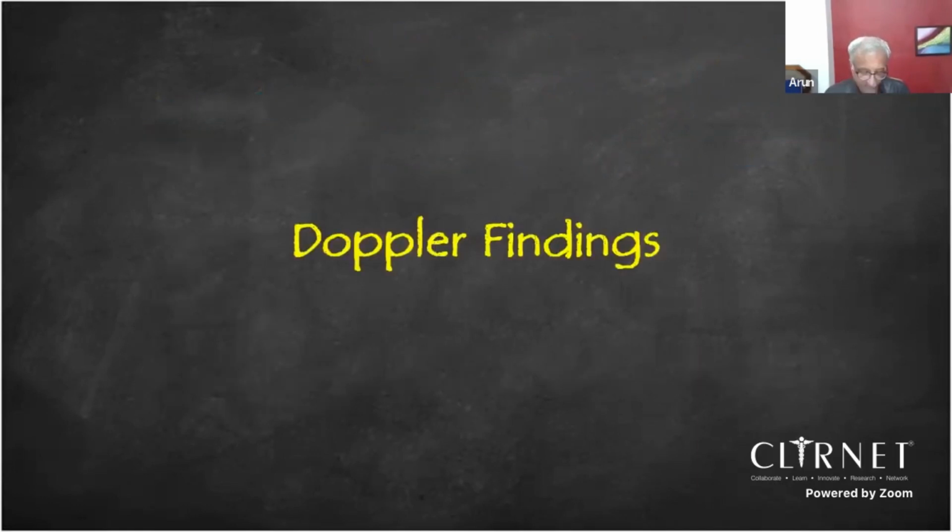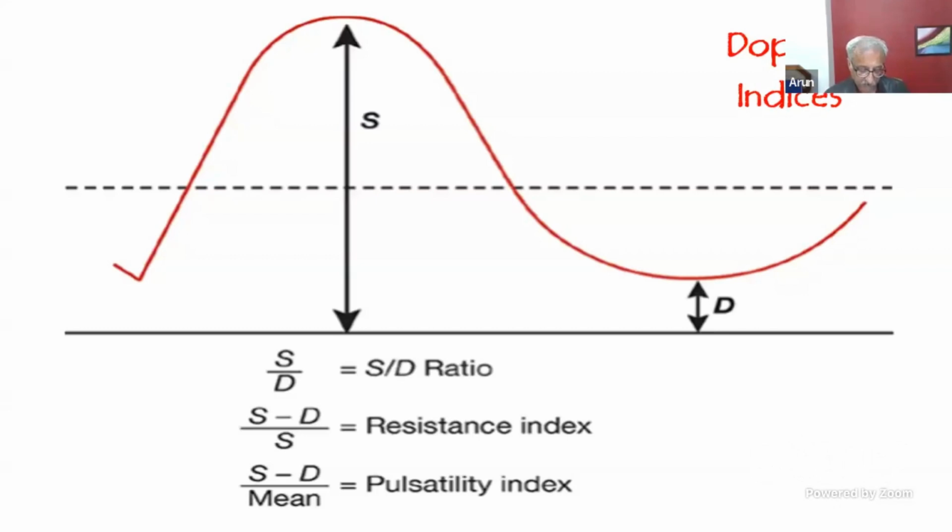Now, what are the Doppler findings? Doppler is, we know that this is S and D, means this is a systolic, this is diastolic wave. S by D is SD ratio. S minus D divided by S gives us resistance index. S minus D divided by P mean is pulsatility index. So most of the times PI is the important thing which we measure.